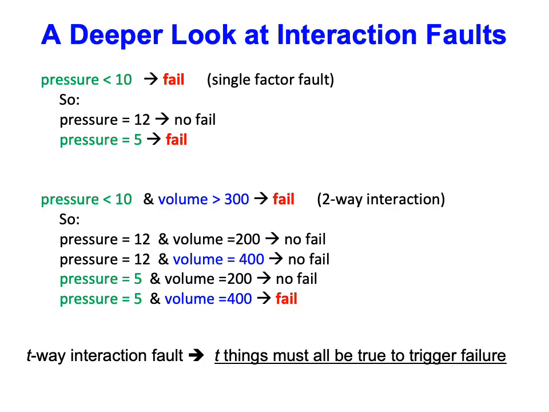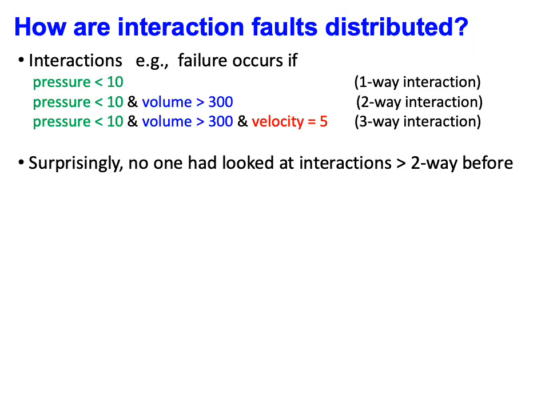We could have single factor faults. That's fairly obvious, where we have a system or an application that fails when one condition is true. We've already given examples of two-way interactions, and in general we could have higher level interactions where we could have 3 or 4 factors involved in failures. And so that's one of the things that we looked at.